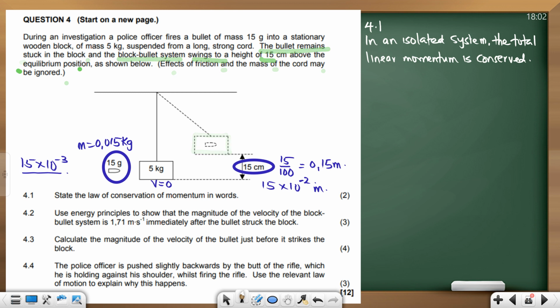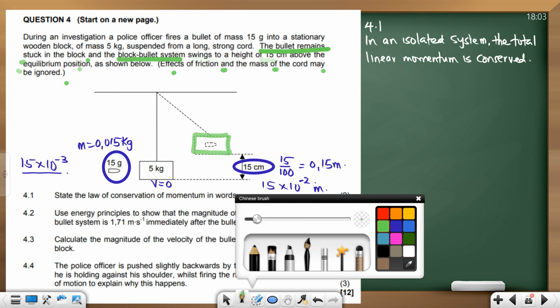Use energy principles. Okay, let's see. To show that the magnitude of the velocity of the bullet block system. All right, let's listen to this. Energy principles. Remember, we spoke about mechanical energy, so that's another word. Use formulas of energy. That's what the examiner is saying.